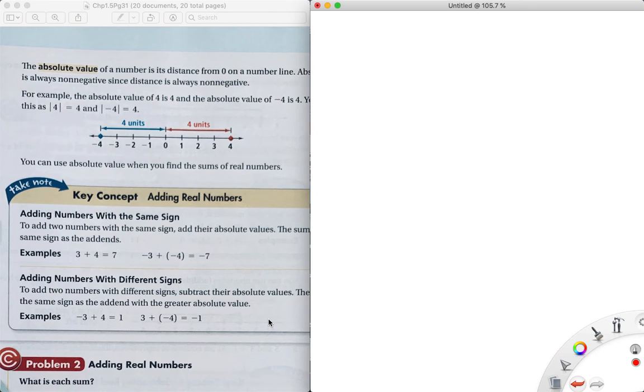And you know that it's the absolute value because the absolute value symbol is these two lines with a number inside. So the absolute value of 4 is 4. The absolute value of -4 is also 4. The actual number itself.